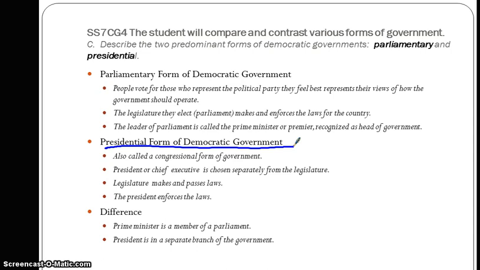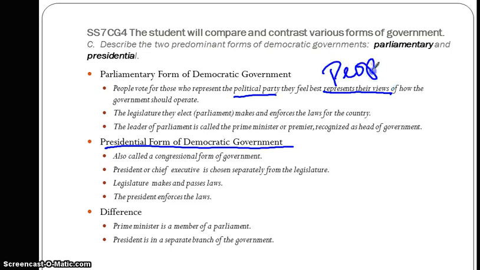Okay, in a parliamentary form of a democratic government, people vote for those who represent political parties. So they're voting for political parties they feel represent their views. So these political parties must represent the view that you personally have of how the government should operate. So people vote for parties rather than people. Now let me say that again, because that's different from the United States.